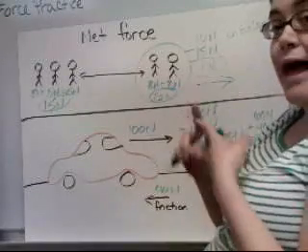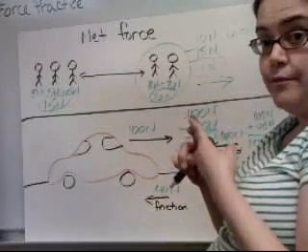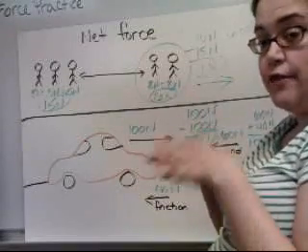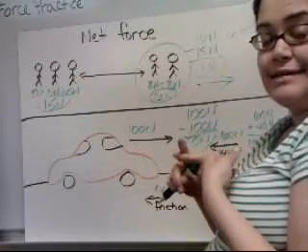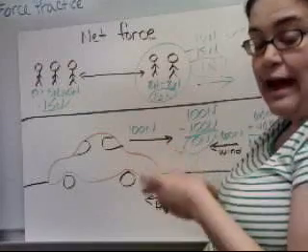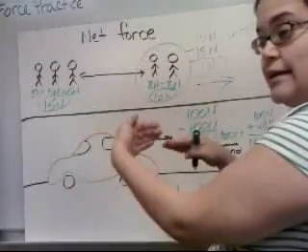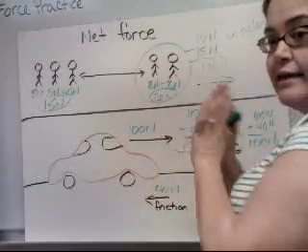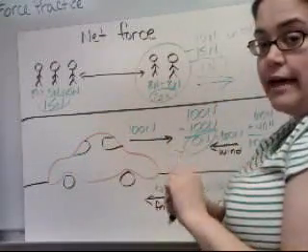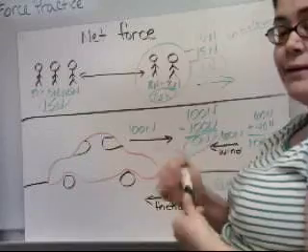Okay? So balanced equals 0 equals no change. Nothing changes. Unbalanced is anything other than 0, and that means something's going to change. And you calculate those by subtracting opposite directions and adding the same direction. Okay? So hopefully that helps make that a little bit more clear.